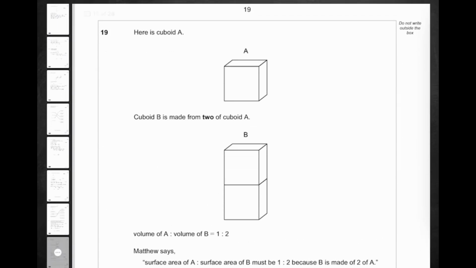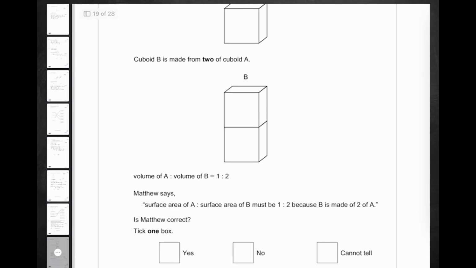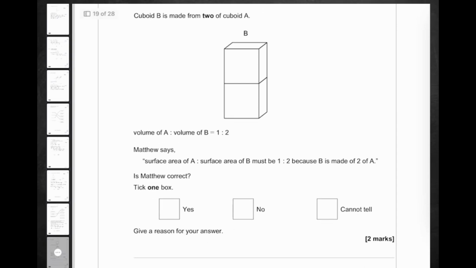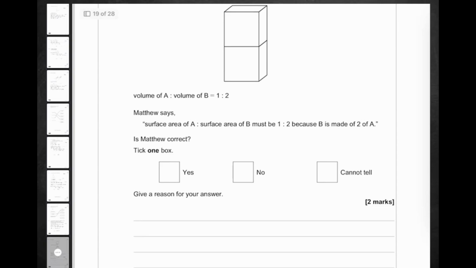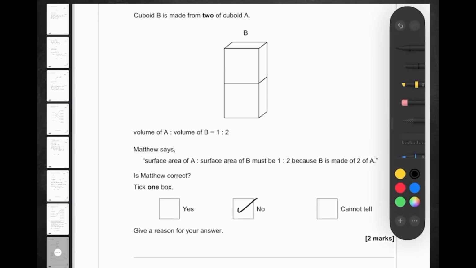Question number 19. Here is cuboid A. Cuboid B is made from 2 of cuboid A. Volume of A compared to volume of B is 1:2 ratio. Matthew says surface area of A to surface area of B must be 1:2 because B is made of 2A. Is he correct? No. Give a reason for your answer. So it's because of this middle bit here. So when they were 2 separate boxes, the bottom one had a roof and the top one had a base, and now they're combined into one.